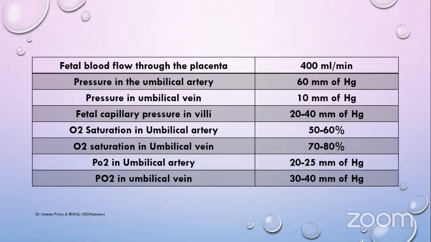Next, these are a few measurements which you should remember. Fetal blood flow through the placenta is 400 ml per minute. Pressure in the umbilical artery is 60 mm of Hg. Pressure in the umbilical vein is 10 mm of Hg. So you should remember the difference between uterine artery and umbilical artery. Don't get confused. Fetal capillary pressure in villi is 20 to 40 mm of Hg. Oxygen saturation in the umbilical artery is 50 to 60%, and in the umbilical vein it is 70 to 80%. Partial pressure of oxygen in the umbilical artery is 20 to 25 mm of Hg, and in the umbilical vein it is 30 to 40 mm of Hg.